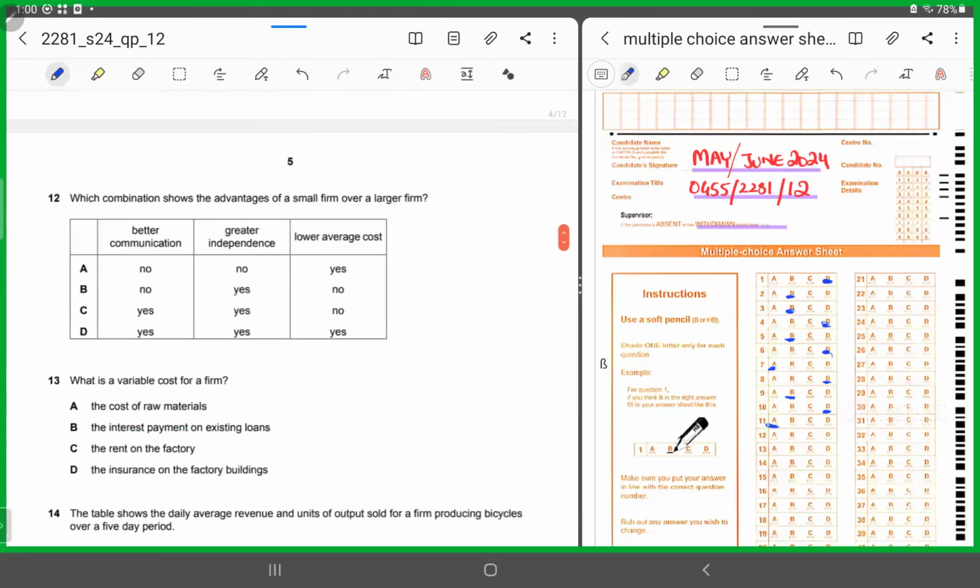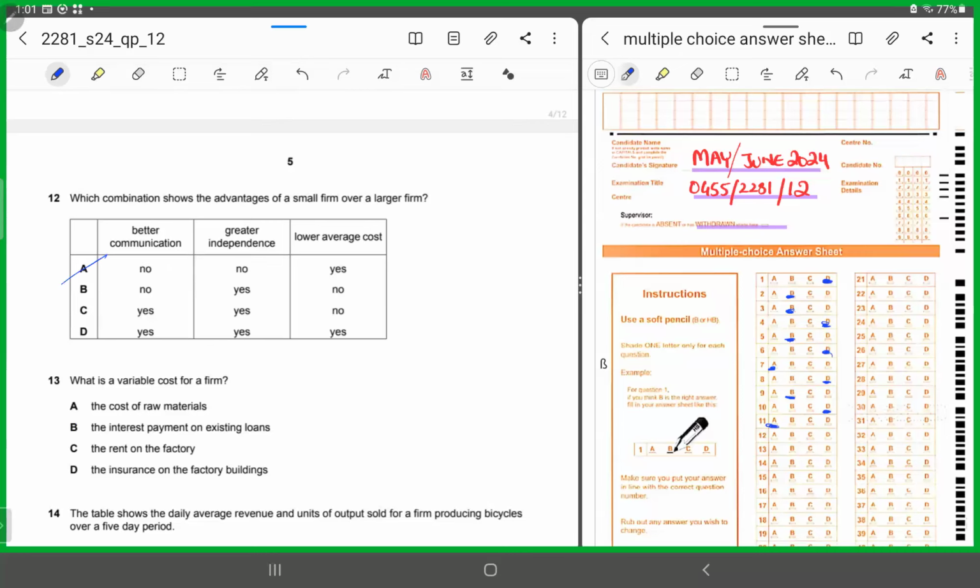Number 12 says, which combination shows the advantages of a small firm over a large firm? We all know when the firm is small, it has better communication, it has greater independence, and the average cost would be higher than if the firm size was big. If the firm size was big, the average cost would have been lower. But for a small firm, the average cost is relatively high.